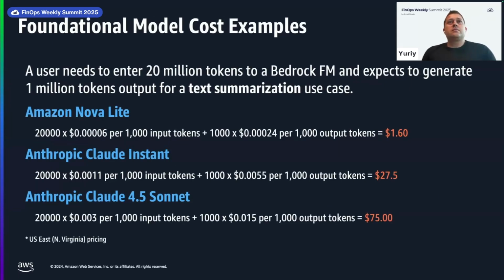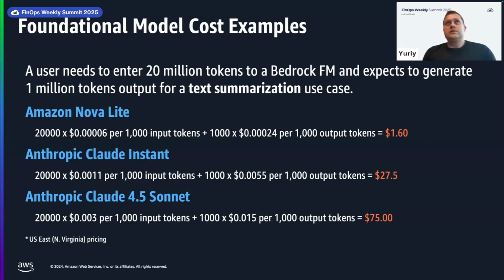We can take a use case with, for example, 20 million input tokens using a Bedrock foundational model and 1 million output tokens for a text summarization use case. You can see how selecting different models by model size and capability, from Amazon Nova Lite to Anthropic Claude 4.5 Sonnet, the cost will be different. It's by a factor of tens, so it's very, very big.